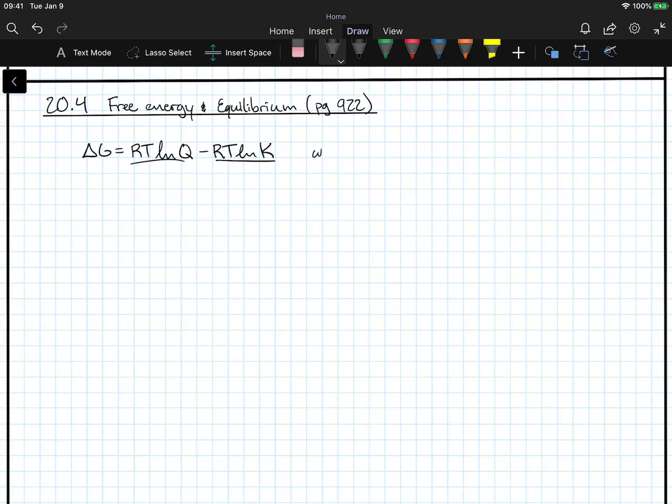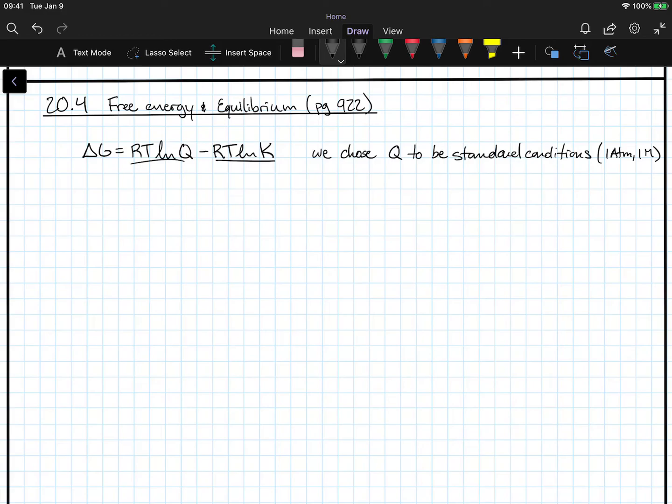We choose the conditions for Q in this case to be standard conditions, and we'll see why in just a second. Remember, standard conditions means we have 1 atmosphere of pressure if we're dealing with gases, or a 1 molar aqueous solution. If we're dealing with a pure liquid or solid, then we just assume it's the pure liquid or solid, and those don't show up in Q or K.